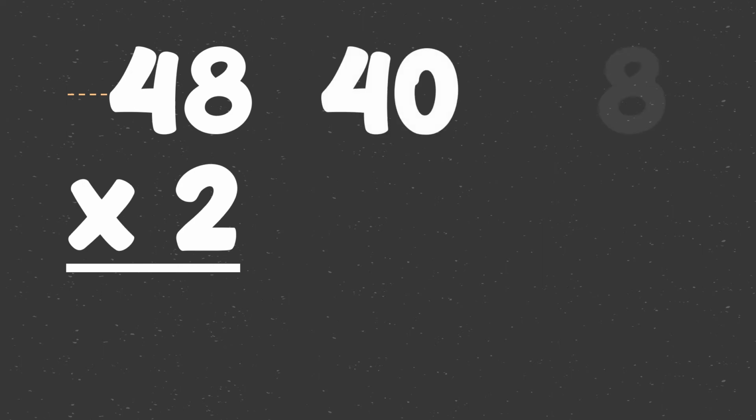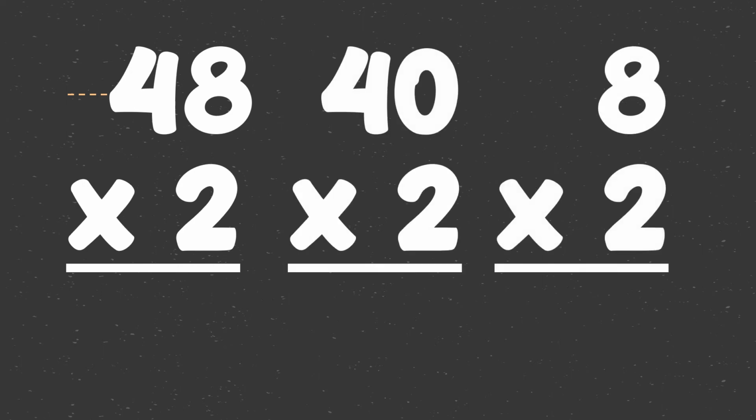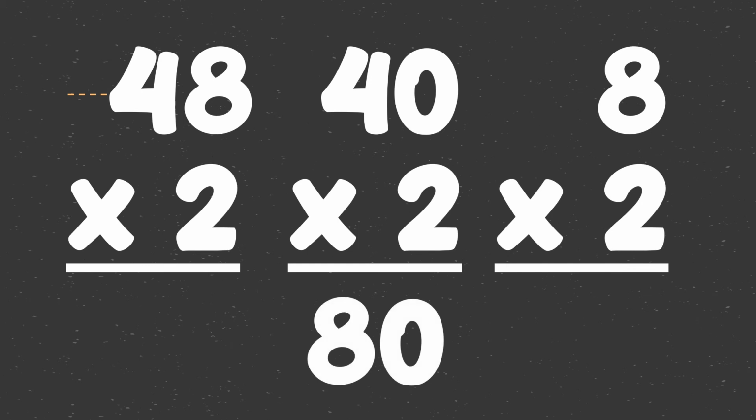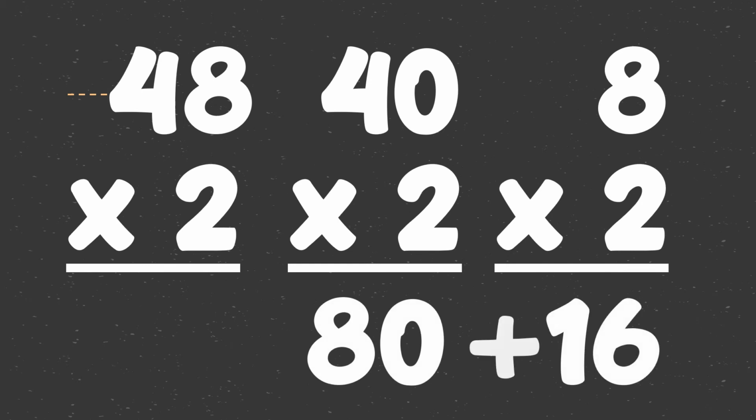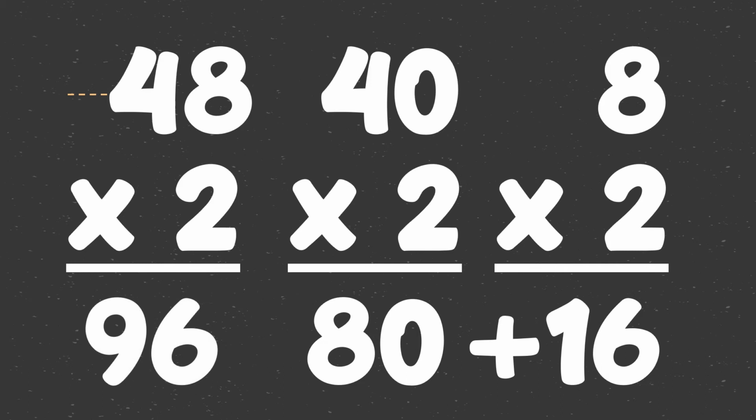Now, try this one. Multiply 48 and 2 mentally. Kung ganito ang ginawa mo, magaling. 40 and 8. 40 times 2 is 80 and 8 times 2 is 16. At pag in-add sila, ang makukuhang sagot ay 96.